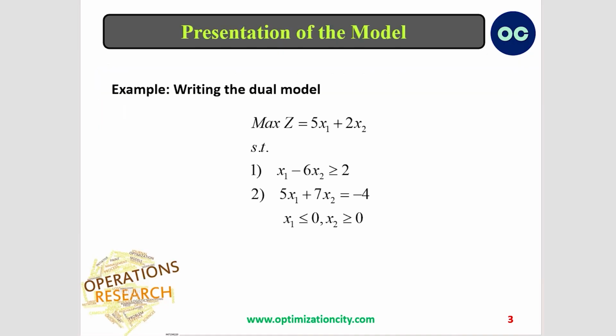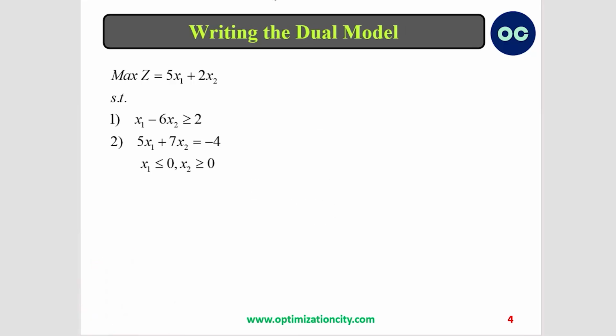Now let's define the linear programming model we are working with. This model consists of two variables, x1 and x2, and we have two constraints. So let's write the dual model. To formulate the dual model, we follow the following approach. Since the original model is a maximization problem, the dual model will be a minimization.